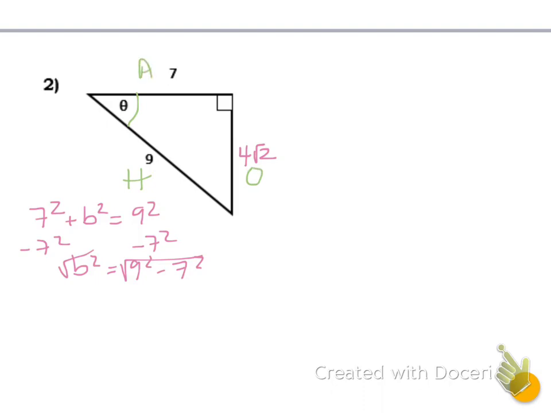So I'm going to write out my SOHCAHTOA, my sine, cosine, and tangent. Okay, so first my sine is O then H. My O stands for 4 square root 2, and my H stands for 9. So I have 4 square root 2 over 9. My cosine is A then H, so my A stands for 7, my H is 9. And my last one is O then A, so my O stands for 4 square root 2, and my A stands for 7. And it doesn't look like any of those fractions can be simplified. If you're not sure, just type it into your calculator and see if it simplifies it for you.